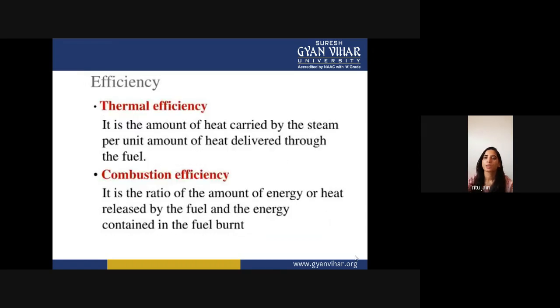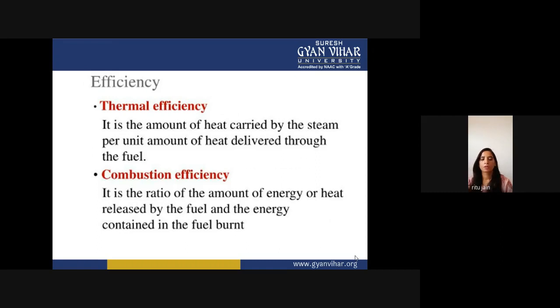The next point is that efficiency can again be divided into two parts. One is your thermal efficiency. It is the amount of heat carried by the steam per unit amount of heat delivered through the fuel. Next is your combustion efficiency. Hope you can understand what thermal efficiency is: it is the heat carried by the steam per unit amount of heat delivered through the fuel. And combustion efficiency is how much energy you are getting after combustion of the fuel.